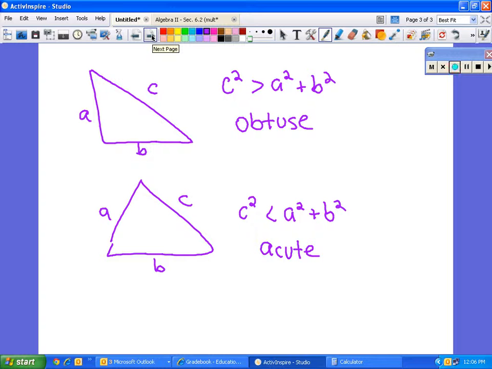Now, of course, we don't know what the angles are. I can't tell you whether it's a 91 degree angle, or a 111 degree angle, or a 159 degree angle. It's not going to tell you the measure of the angles. It is just going to tell you, is the triangle obtuse, or is the triangle acute? And of course, if a squared plus b squared equals c squared, we know it is a right triangle. Remember, the Pythagorean theorem only works for right triangles.